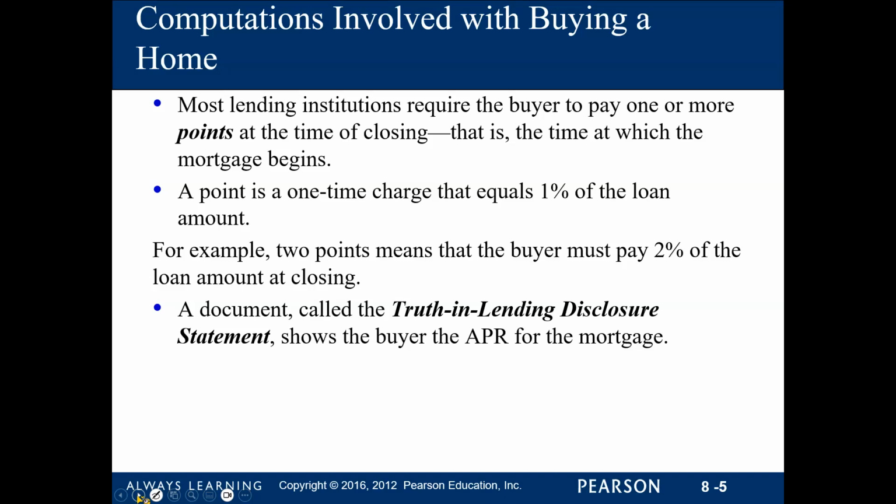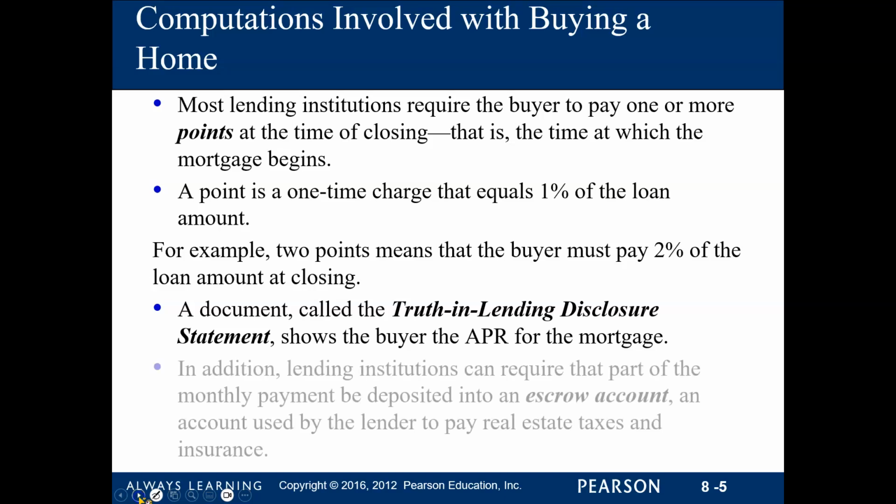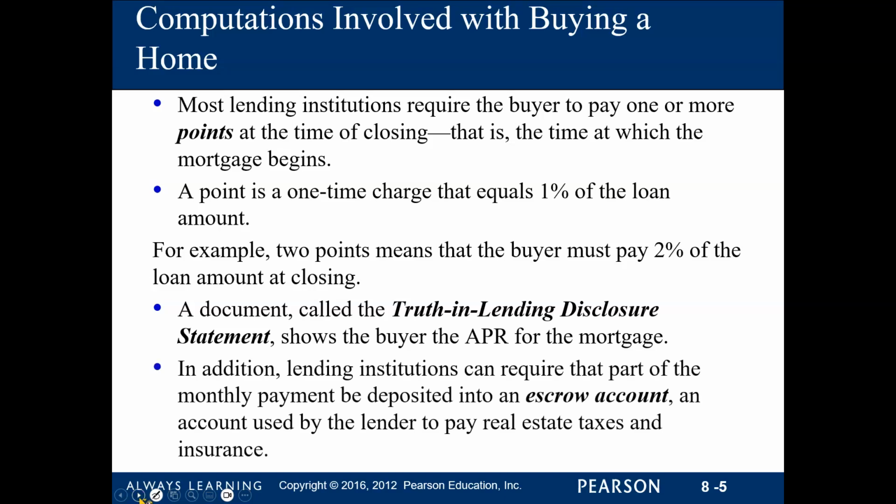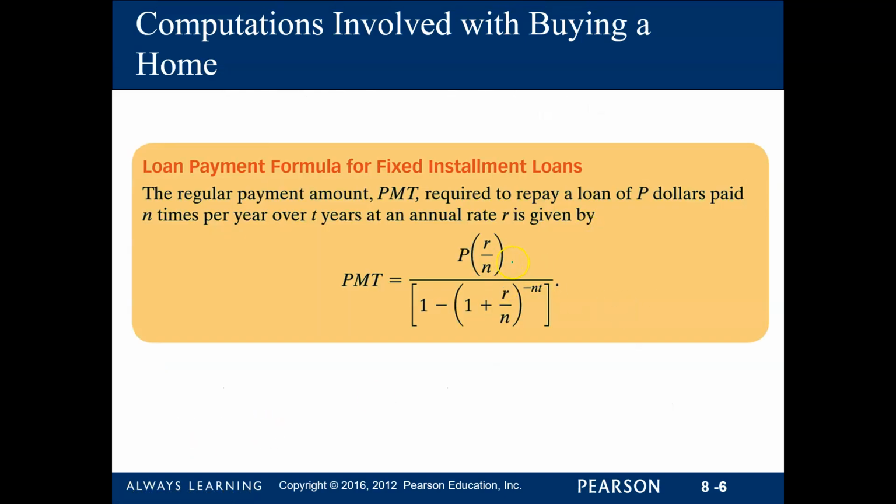There is also the Truth in Lending Disclosure Statement. It shows the buyer the APR for the mortgage, and the lending institution can require part of the monthly payment to be deposited in an escrow account, which the lender uses to pay real estate taxes and insurance. The formula for the monthly payment for a mortgage is the same formula used for the monthly payment on a car loan. PMT is the monthly payment, so no changes in our formula, okay?